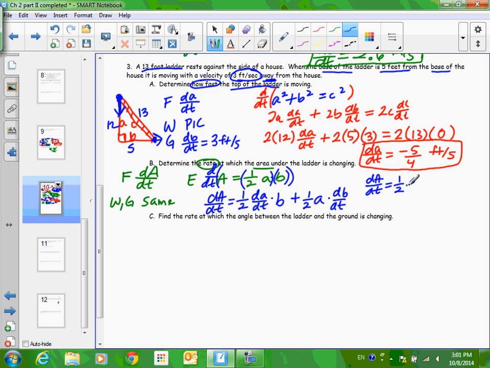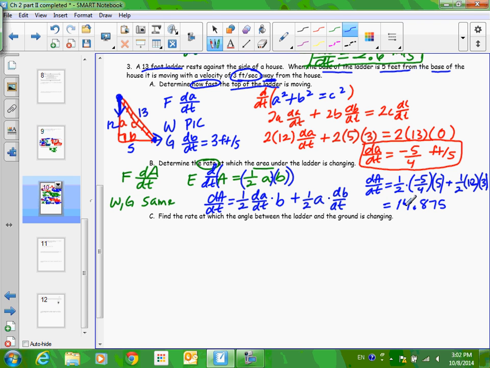All right, I got 1/2 dA over dt. That's what I just found right here. That's negative 5/4. B was 5. I'm just looking back at the picture. 1/2, A was 12. I've got to write really tiny over here. dB over dt, that was 3. That was my original given. So just plug that in your calculator. If my memory serves well, I'm pretty sure this is 14.875.